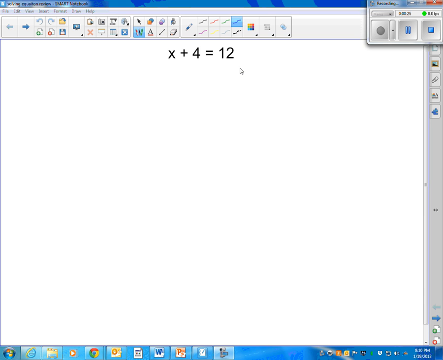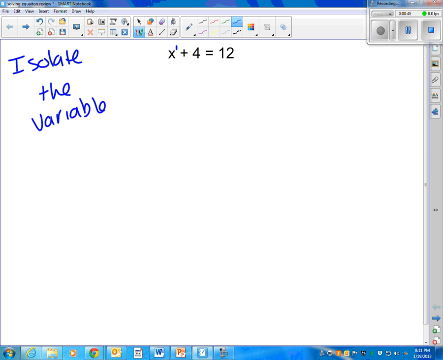x plus 4 equals 12. If you see just one x, whether it's x squared, any of it, you can isolate the variable. So remember the degree, x to the first, tells you how many solutions you're going to have. I expect one solution. Subtract 4 from both sides, x is equal to 8. One solution, I'm done.